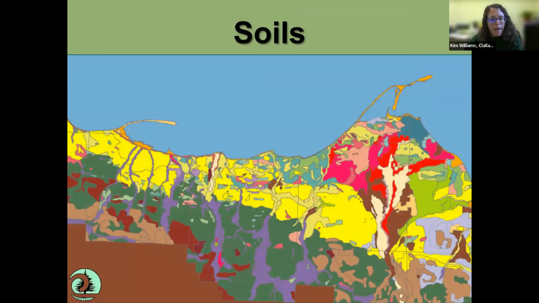And I just threw in this map to show you how varied the soils are in Clallam County. This is just a map showing all the different kinds and levels of soils. So it's not only varied in the whole county, but varied on your specific site as well.